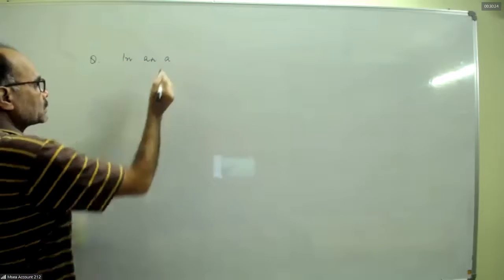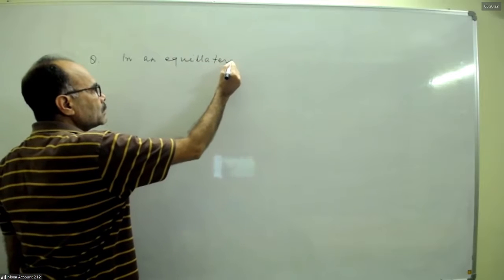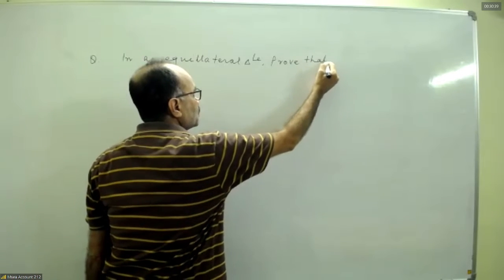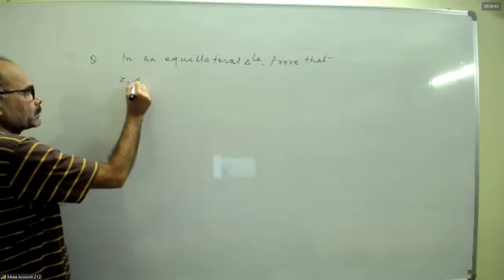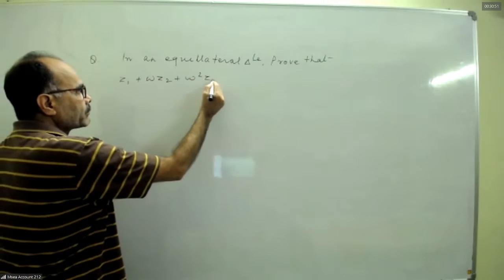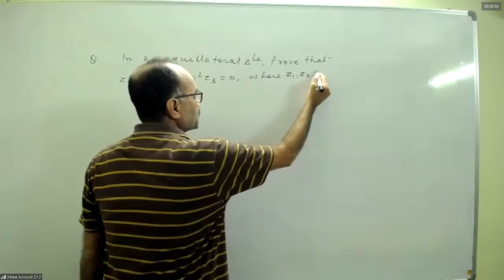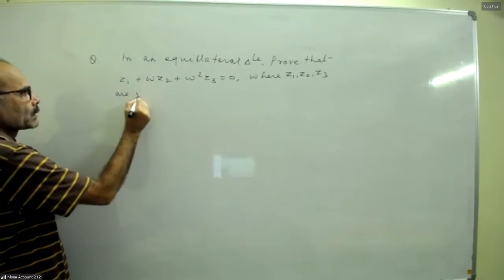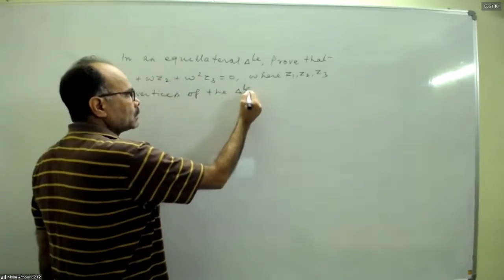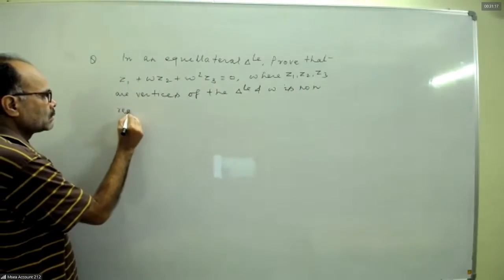In an anticlockwise direction, in an equilateral triangle, prove that Z1 plus omega Z2 plus omega square Z3 equals 0, where Z1, Z2, Z3 are vertices of the triangle and omega is the non-real cube root of unity.